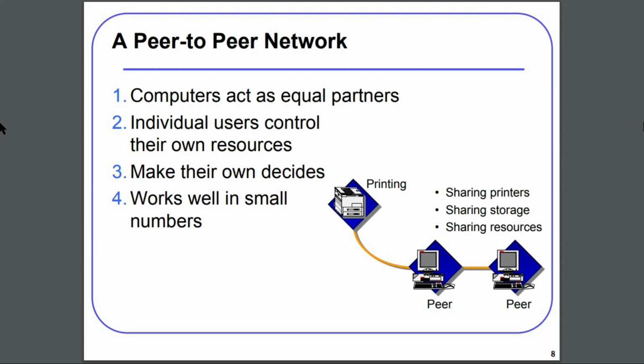So the first one is the peer-to-peer network. In a peer-to-peer network, computers act as equal partners. Individual users control their own resources, make their own decisions, and it works well in small numbers.